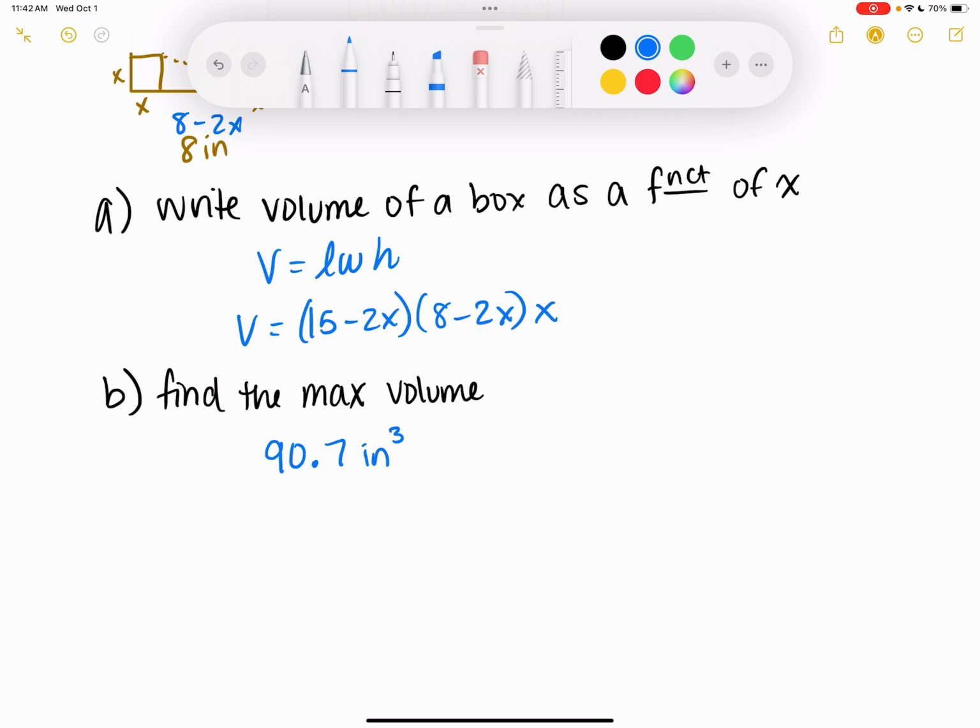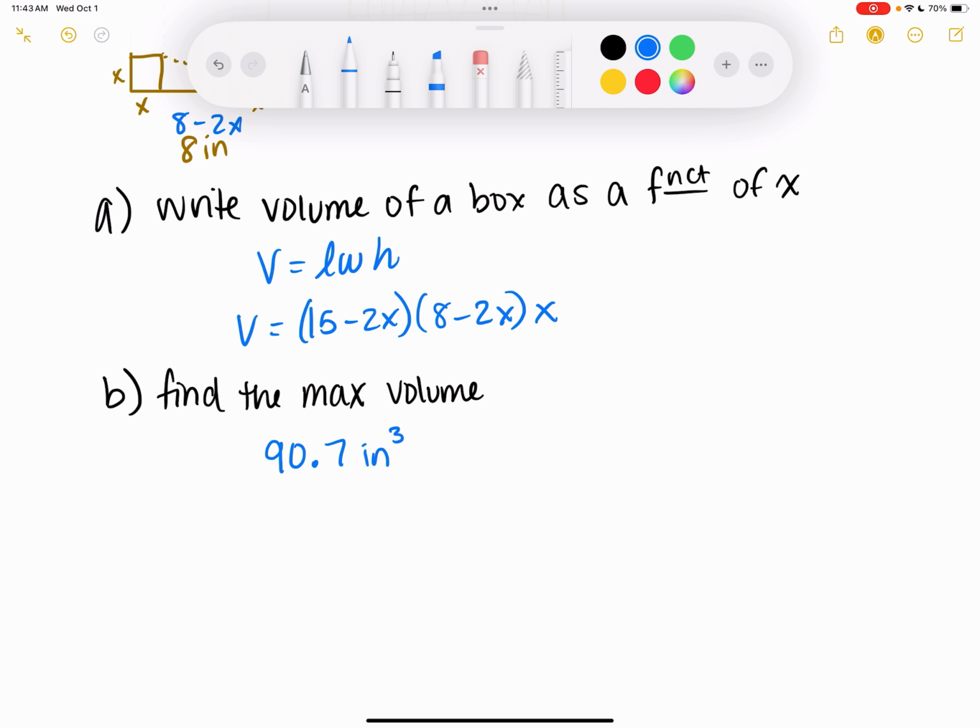Mine's acting up too. What did I get? 96. Can you do mine? What is your graph looking like?